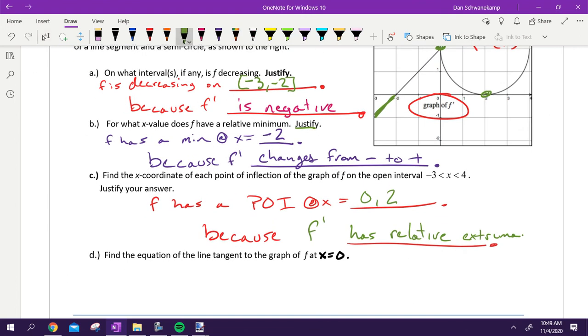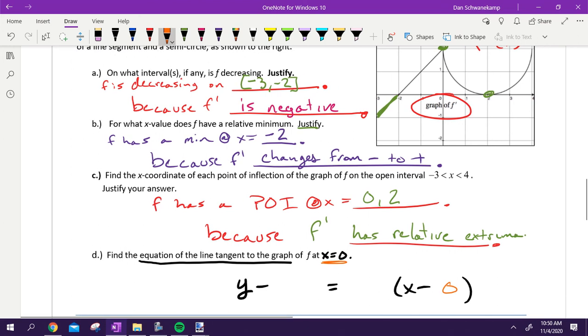One more. Find the equation of the line tangent to the graph at x equals 0. As soon as you read that phrase, find the equation of the line, what am I going to write on my paper? Y minus y1 equals m times x minus x1, point slope formula. What's something that I definitely know? Yeah, x equals 0. So x minus 0. Boom, done.